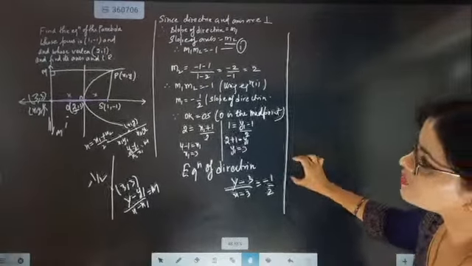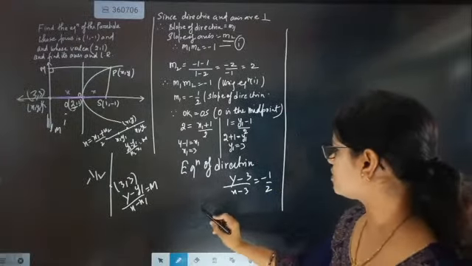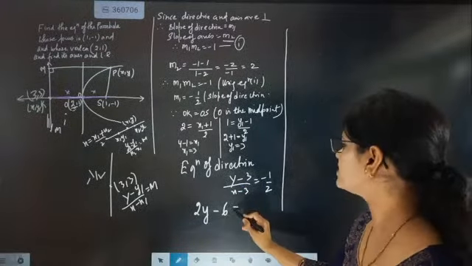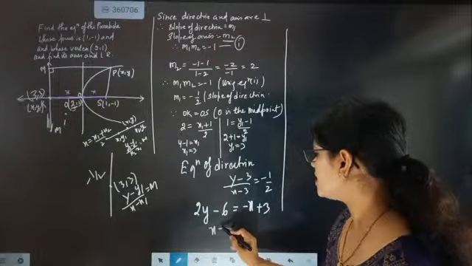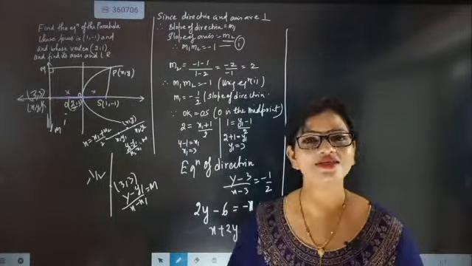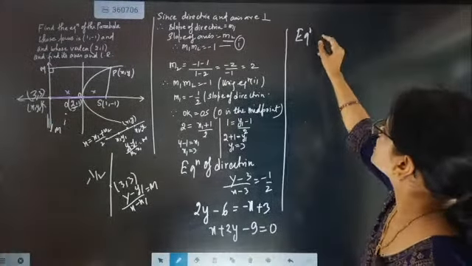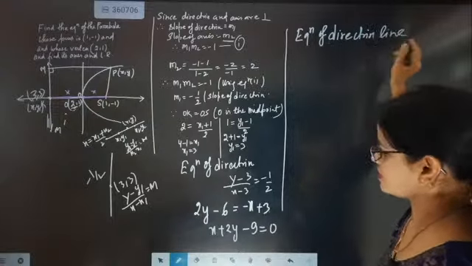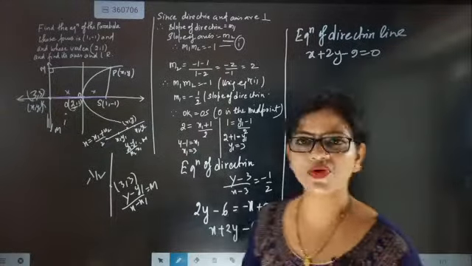Now only one small work you have to do. This type of question will be coming. It is very easy to say that auntie has not taught. So now auntie is teaching. Auntie has not left this question. So 2y minus 6 equal to minus x plus 3. Shift this one to that side: x plus 2y minus 9 equal to 0. This is the equation of the directrix line. So the equation of the directrix line is x plus 2y minus 9 equal to 0. Now we got the equation of the directrix line.